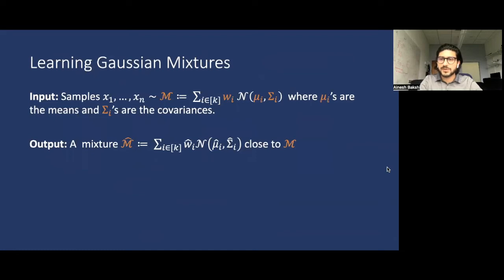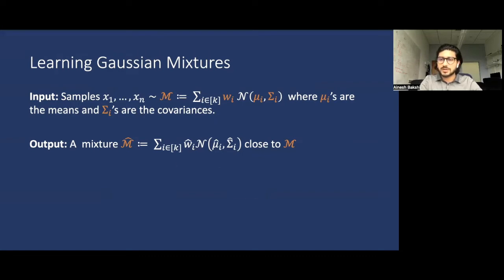Let me begin by defining the problem of learning a mixture of K Gaussians. Here we consider a mixture denoted by M, where each Gaussian is parameterized by its mean mu_i and its covariance sigma_i. Additionally, we have K non-negative mixing weights denoted by w_i that sum to 1. Then we are given as input a set of n samples from this mixture using the following random process. We pick the jth sample by selecting Gaussian i with probability w_i, and then sampling x_j IID from the Gaussian with mean mu_i and covariance sigma_i.